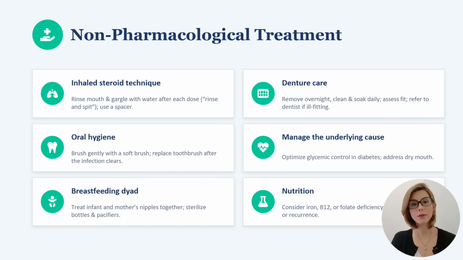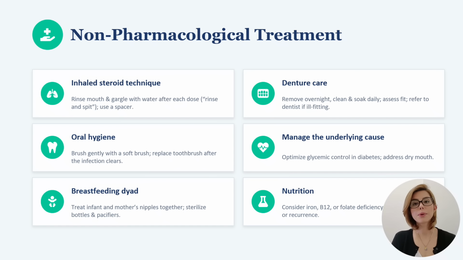For denture-wearers, it's daily cleaning, taking them out overnight, and checking the fit. A poorly fitting denture is a setup for recurrence, so don't hesitate to refer to a dentist. Keep up gentle oral hygiene with a soft brush and replace that toothbrush once the infection clears. Address the bigger picture too: glycemic control in diabetes and dry mouth where it's a factor.